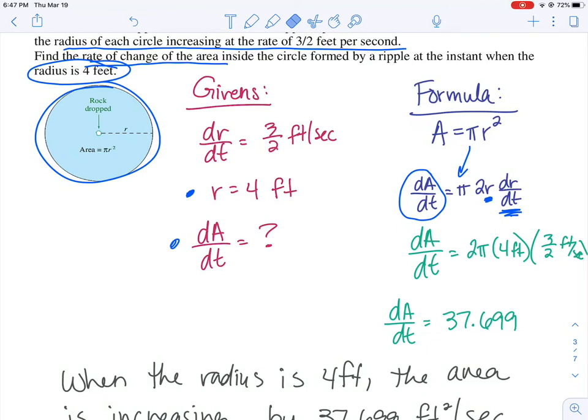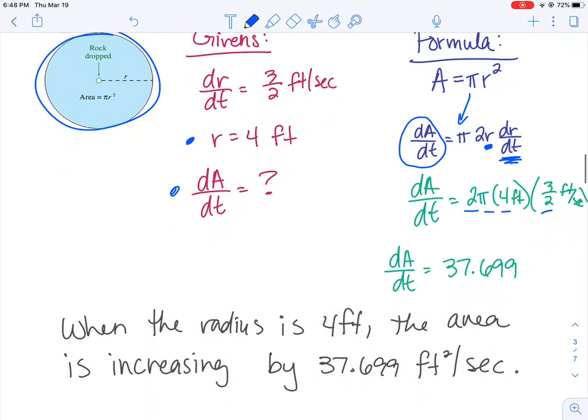From there, I just put it into my calculator. I'm going to put in 2 times pi times 4 times 3/2. You should end up getting 37.699. Now, that 37.699 means something, and I want you to be able to write a sentence, remember with the 3 things, interpreting what that actually does mean. So, when does it happen? What is happening? And what is your answer with correct units?